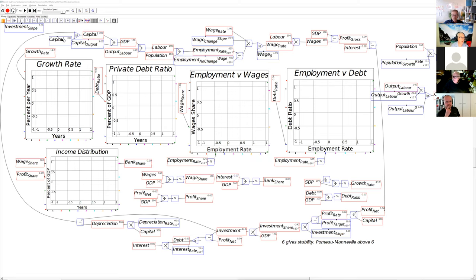You start with a level of capital stock, which produces output, which tells you how many workers you need to hire, which gives you an employment rate, which will give you a rate of change of wages, which will then give you the wages bill. And if you subtract wages and interest payments from GDP, you get gross profits.